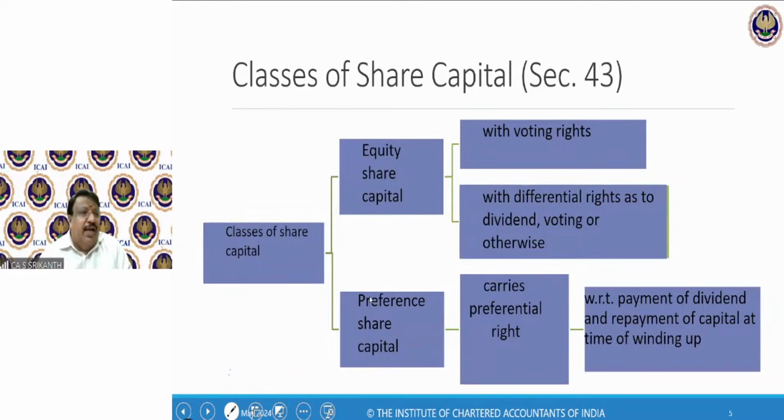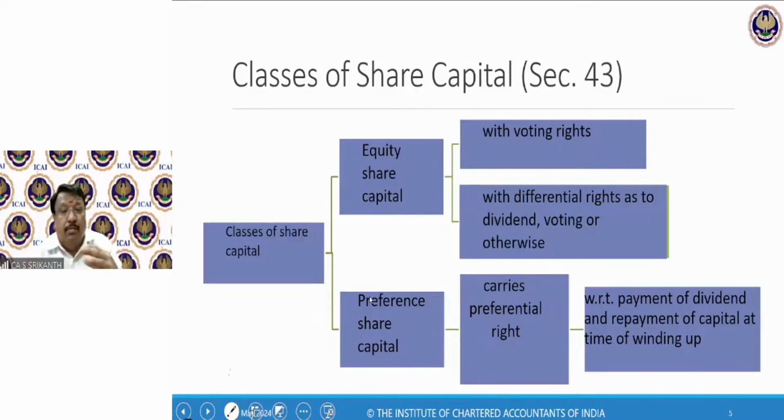Shares are divided into, share capital itself is divided into two broad categories. You have equity share capital and the preference share capital. Basically, the equity shareholders are the owners of the company. They are the people who run the company, and finally, loss or profit, it belongs to them. Preference shareholders are also part of the shareholder group.